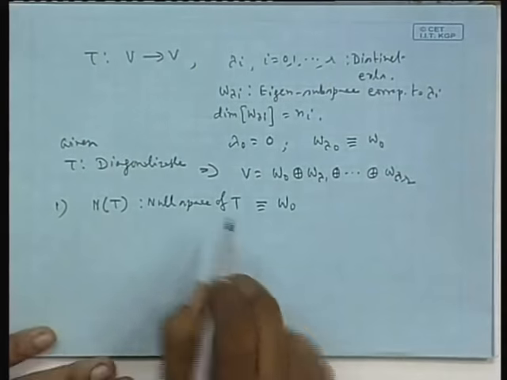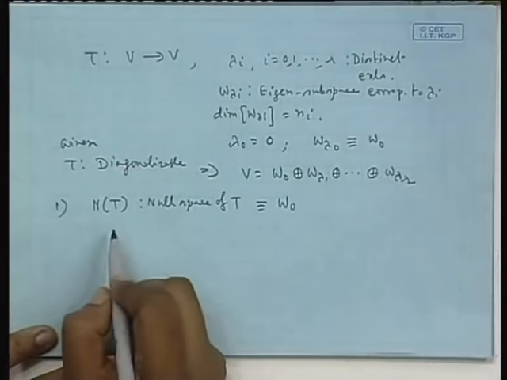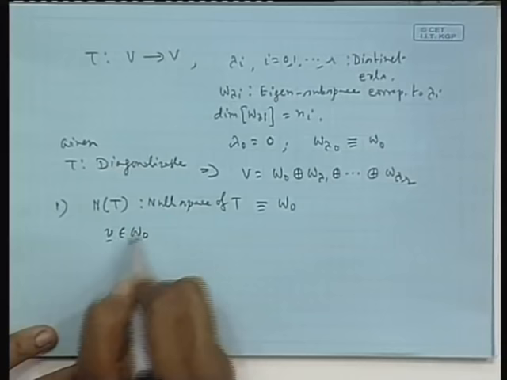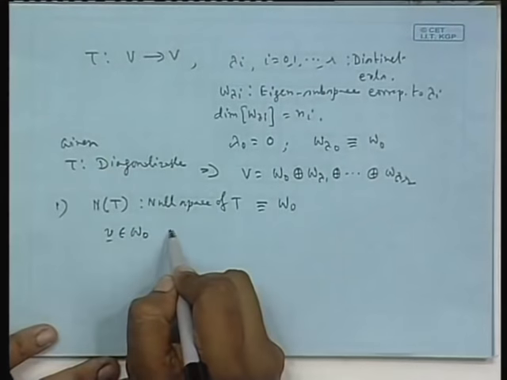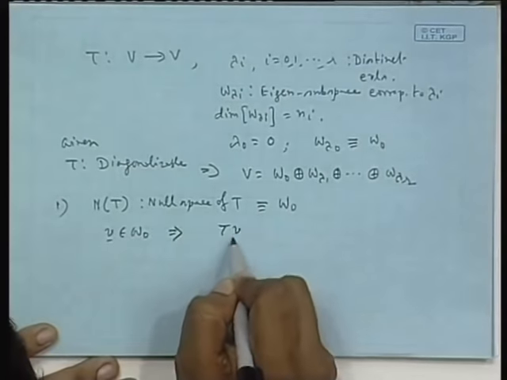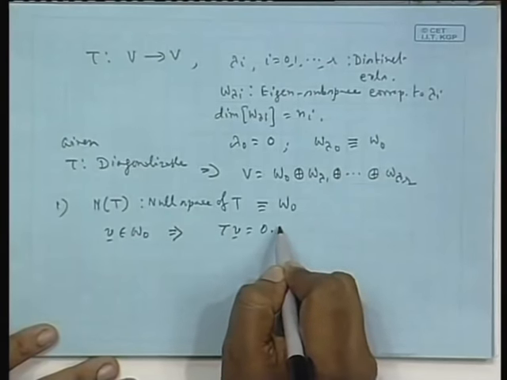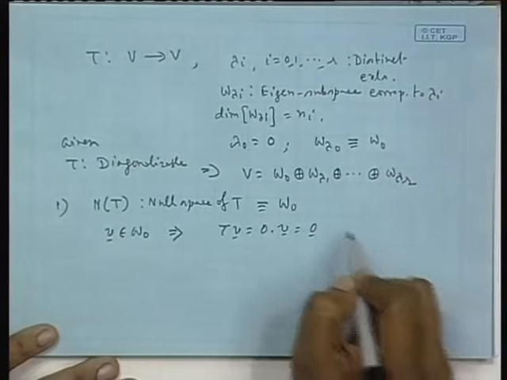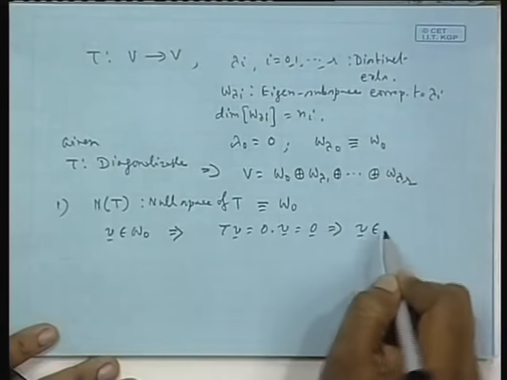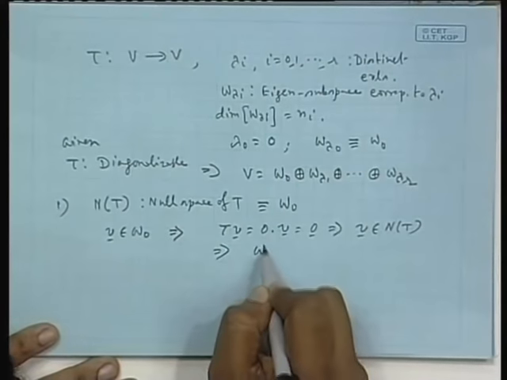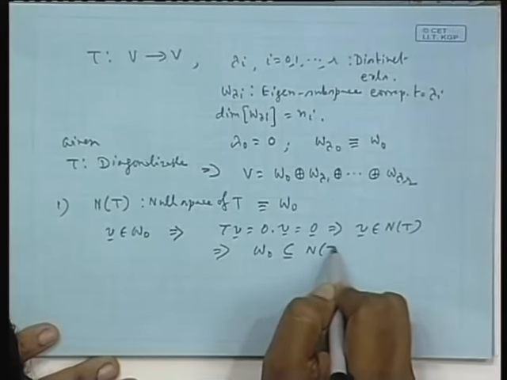How? To show it, suppose you take v an element of W 0. That means T v is equal to the eigenvalue 0 times v, which is the 0 vector. This means v is an element of N T also, meaning W 0 is contained in N T.